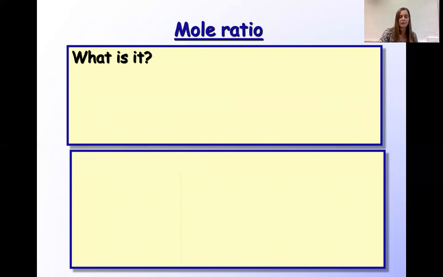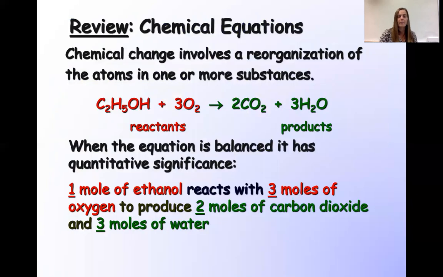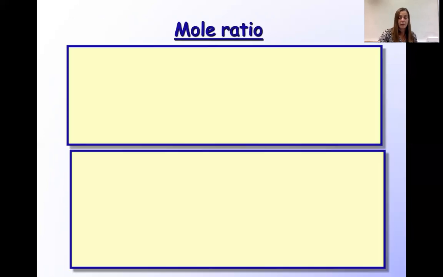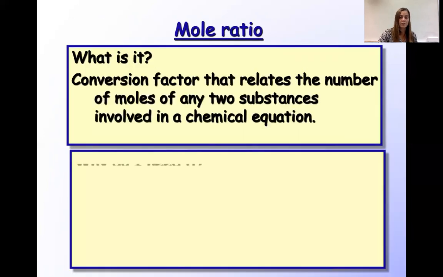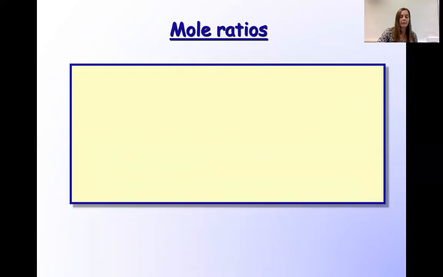So if we were to go back to our previous example here, our chemical change, here we know that we have 3 moles of oxygen for every 2 moles of carbon dioxide, or 3 moles of oxygen for every 3 moles of water, or 3 moles of oxygen for every 1 mole of ethanol. And so we have those mole ratios, and we're going to be able to use those as conversion factors in stoichiometry.